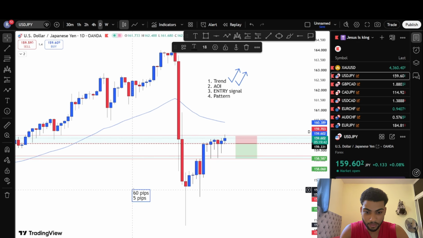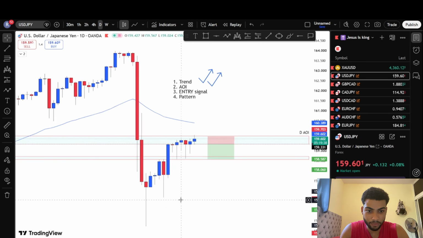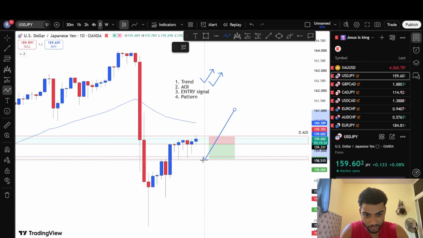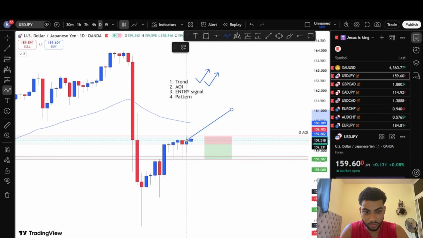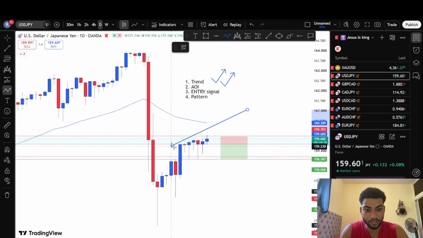So my entry signal is these candlestick rejections, these dojis, these pin bars from this area of interest. That is my entry signal because that is showing me that the market is rejecting this area. So that is the third thing when it comes to my checklist.